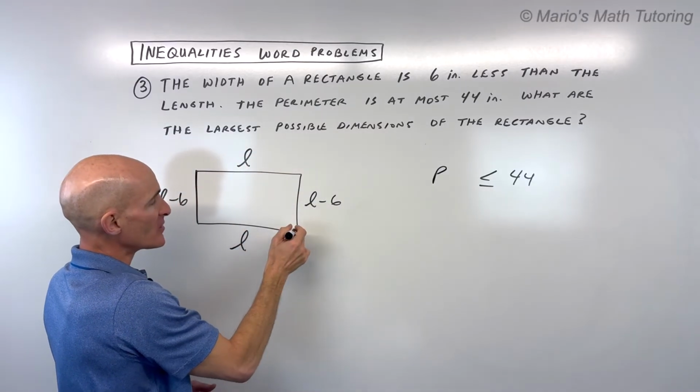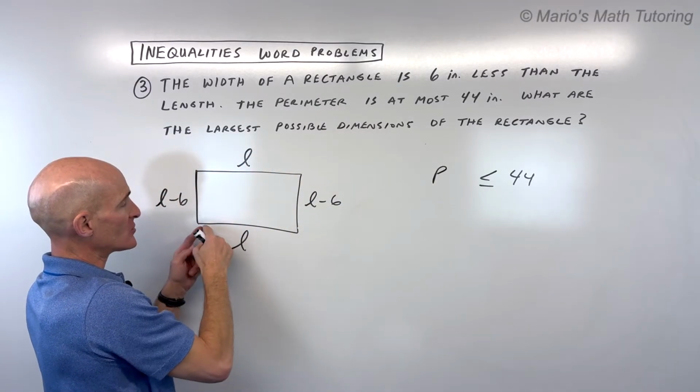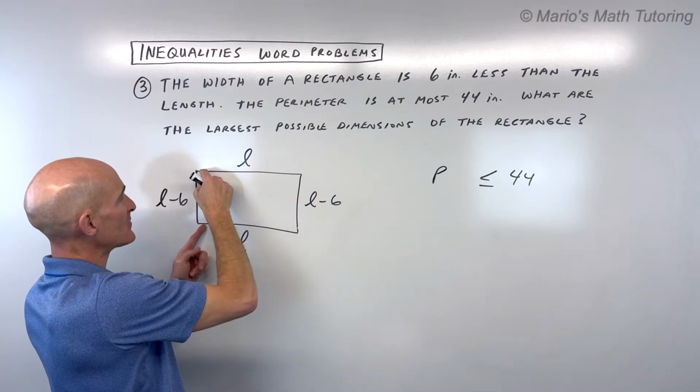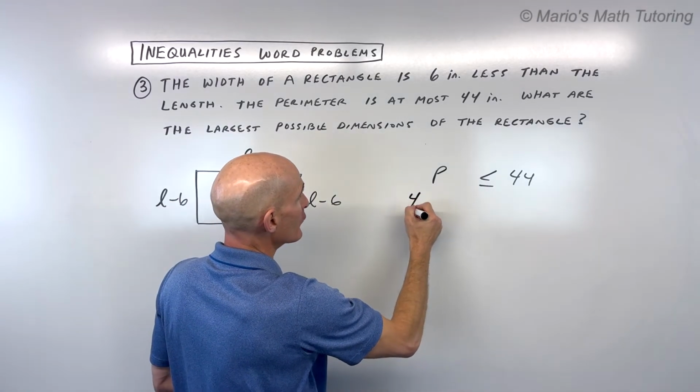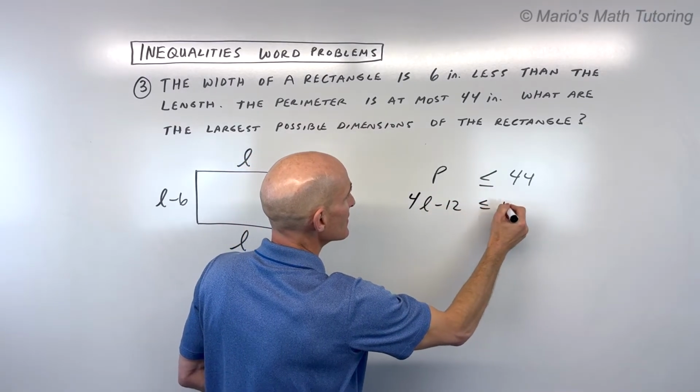Now, what is the perimeter? It's the distance all the way around the rectangle. So it'd be L plus L minus 6 plus L plus L minus 6. That's 4L minus 12 if we add up all the sides.